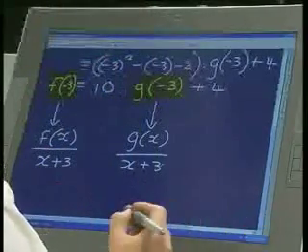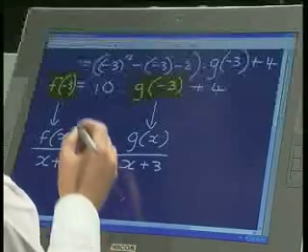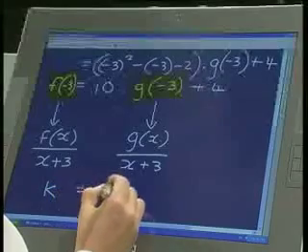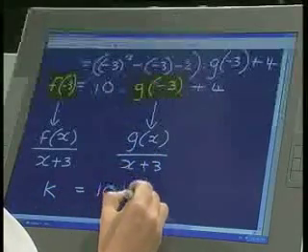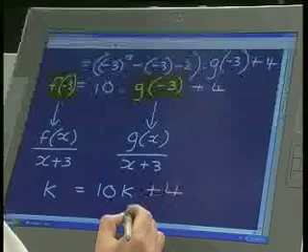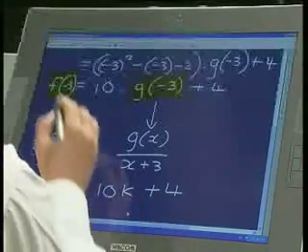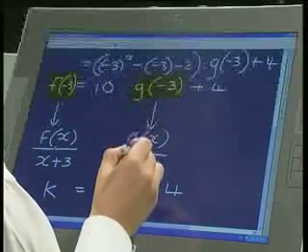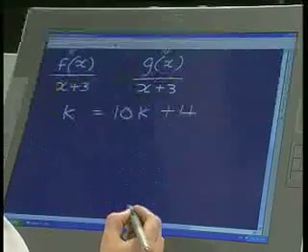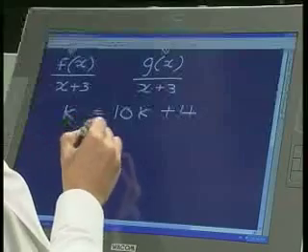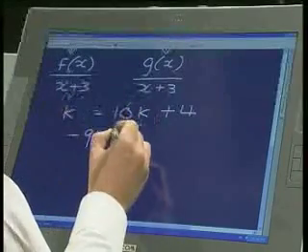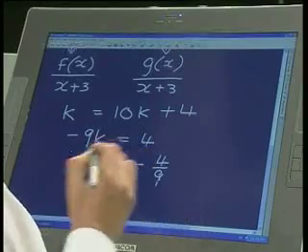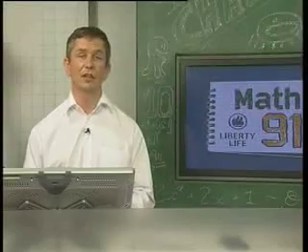So let's get clever and let's turn this into a variable, say k. And this would then also be k, because the question tells us that they are the same. This is the remainder for this division. This is the remainder for that division. And the question tells us they're the same. So let's solve for k. Minus 9k, if you take the 10k over, k is minus 4 over 9. And that k is the remainder.